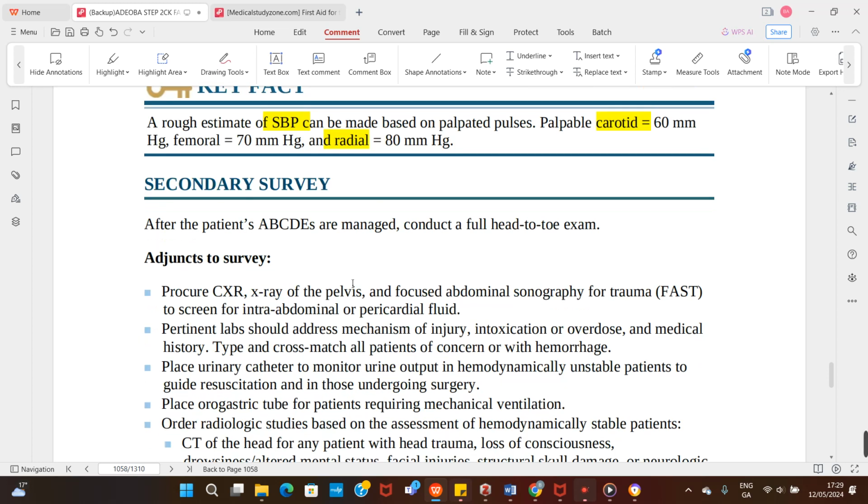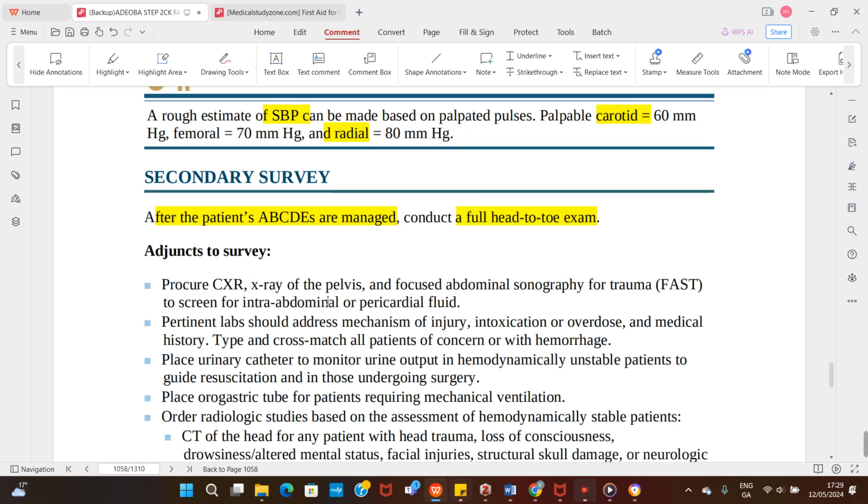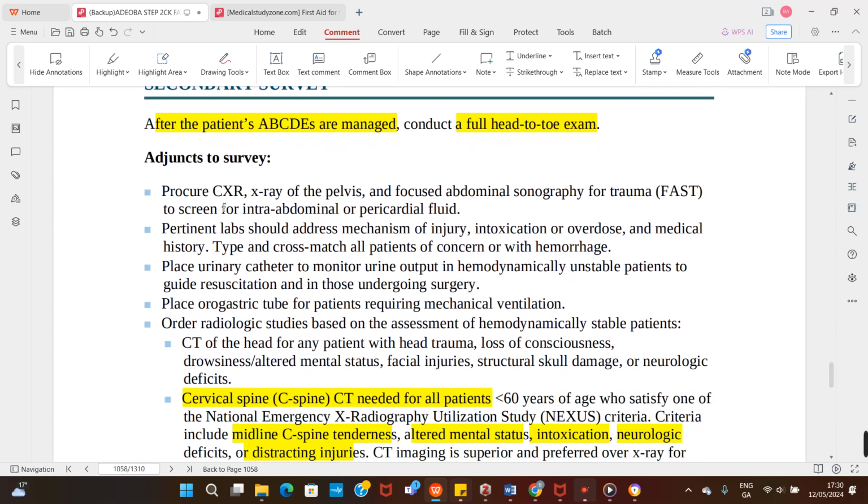Then we move to the secondary survey. So this is after the ABCD approach, then you conduct a thorough, full head to toe examination. You check everything head to toe so that you are not missing anything. Then you can start also doing some adjuncts to your survey. So the adjuncts we typically do are just some imaging quickly, that you are doing alongside your survey, to pick up one or two things based on your suspicion, right?